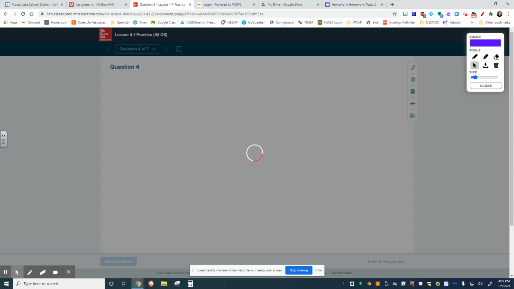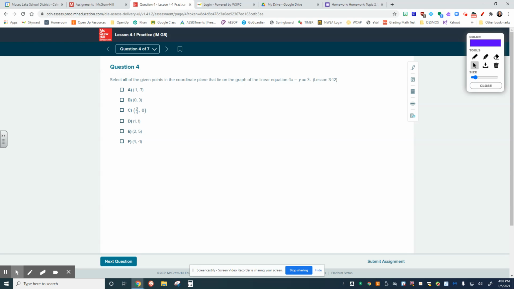Number 4. Select all the given points in the coordinate plane that lie on the graph of the linear equation. Going back and remembering about this in lesson 3-12, when we talk about the coordinate plane and the points, so the given points on the graph of the linear equation means that we are looking for solutions.